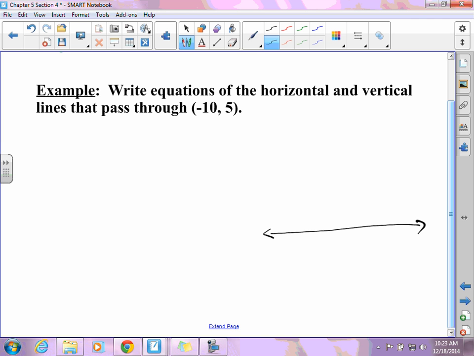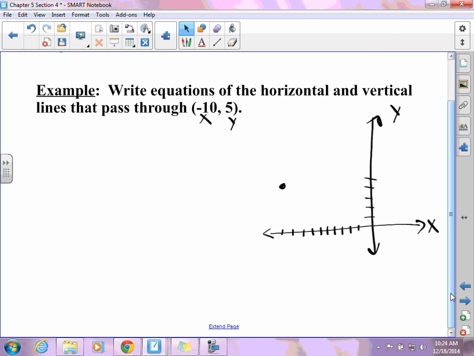So I have this. There's my x-axis, my y-axis. 1, 2, 3, 4, 5, 6, 7, 8, 9, 10. 1, 2, 3, 4, 5. And this dot that they're referring to is right here. It's negative 10, 5. You see that? My x is negative 10 and my y is 5. Now, what they're asking us is to write equations of the horizontal and vertical lines. There is a horizontal line and a vertical line that pass through this dot.